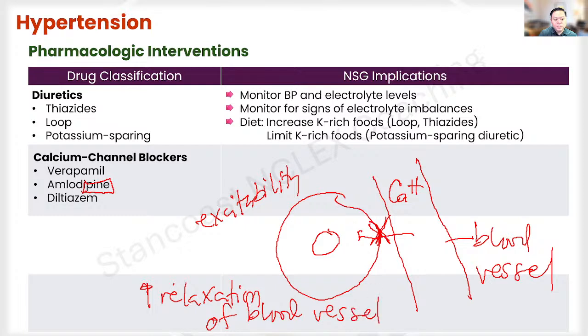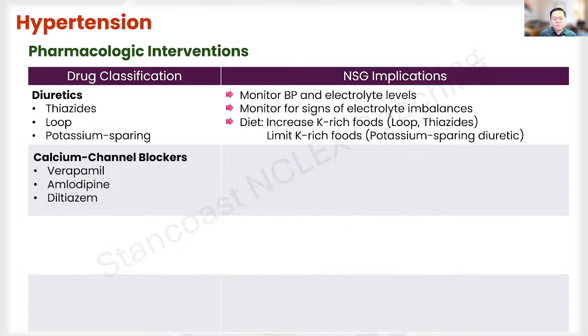And so this can cause a normal BP or also a reduction in the heart rate, normalization, I should say. Now, let's talk about the nursing management involved in the administration of the calcium channel blockers.